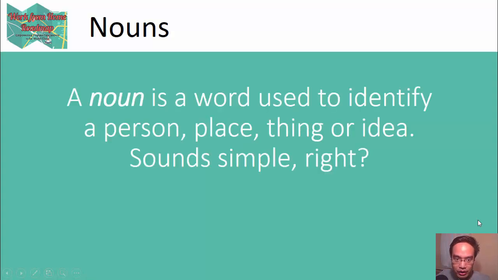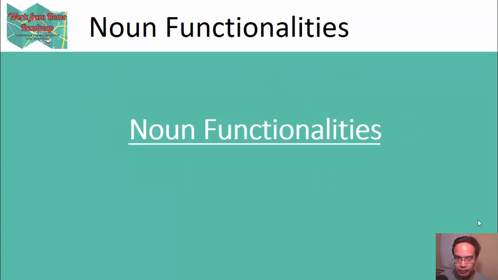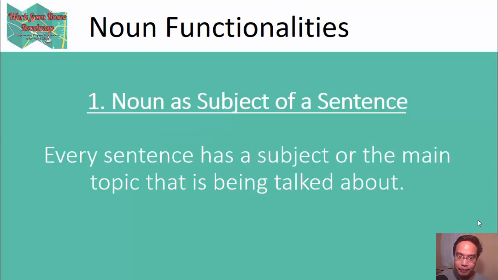All right, let's move on to nouns. A noun is a word used to identify a person, place, thing, or idea. Sounds really simple, right? But don't be deceived. Nouns may be simple, but they have different functionalities that you must remember. Okay, let's talk about these noun functionalities. And this is where nouns get pretty complicated.